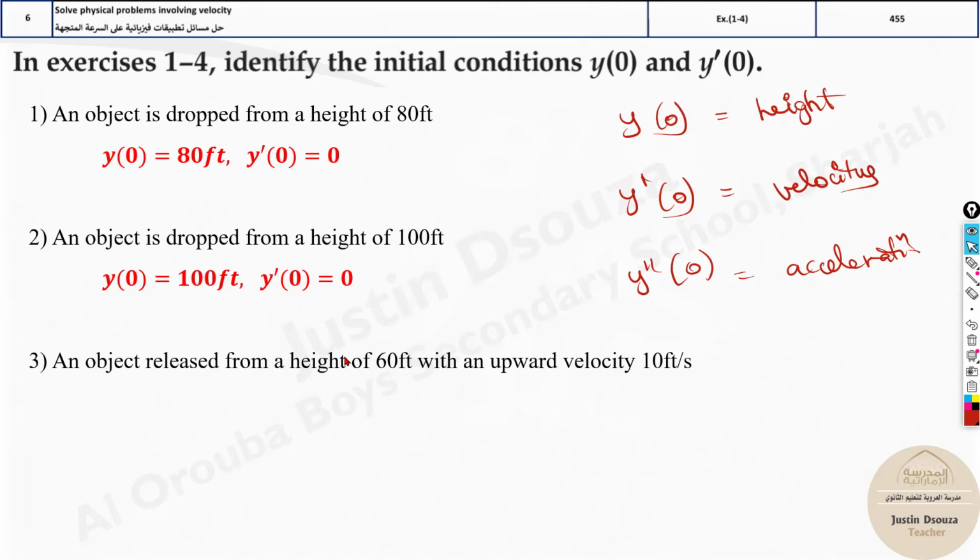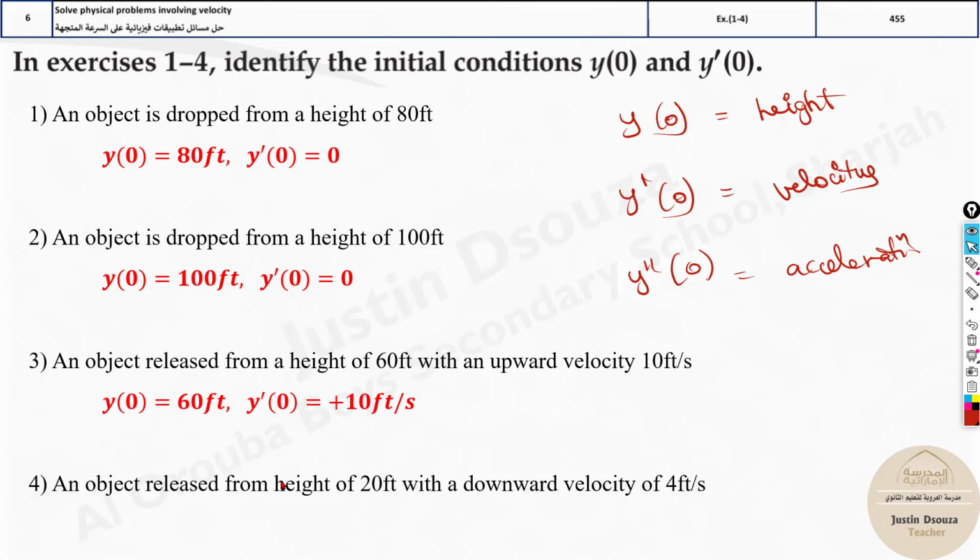Here, an object is released from a height of 80 feet with an upward velocity of 10 feet per second. This is, yes, 80 feet, fine, which is the height. But they have told upward velocity, going up, so plus 10 is y dash of 0. So this is plus 10. It's very important to mention the sign.